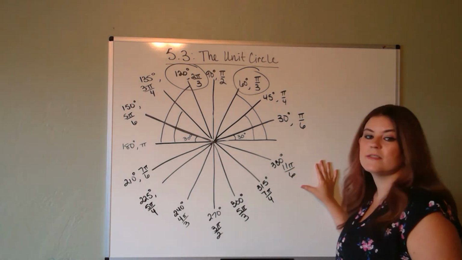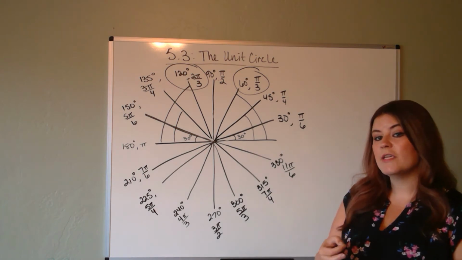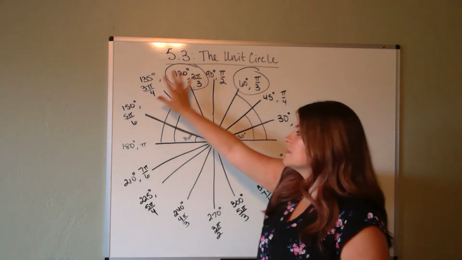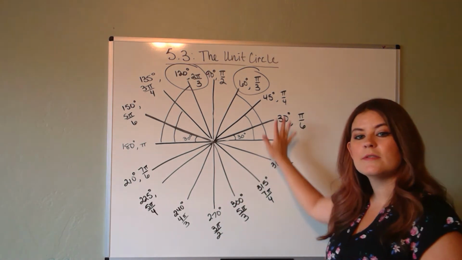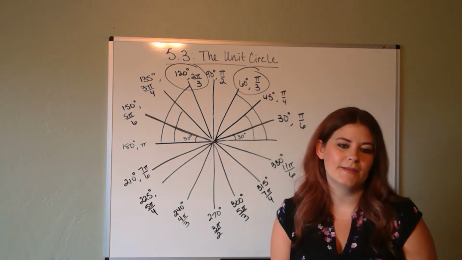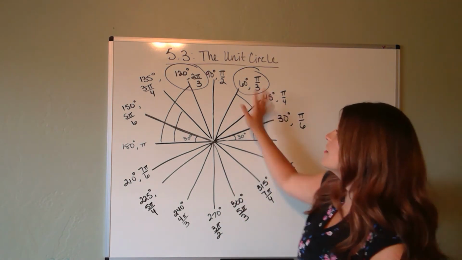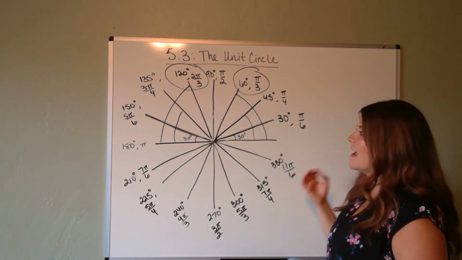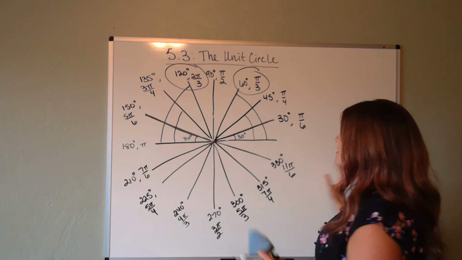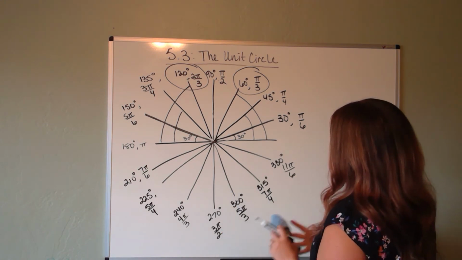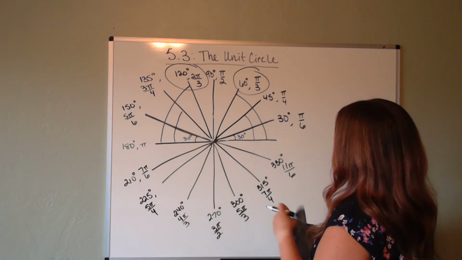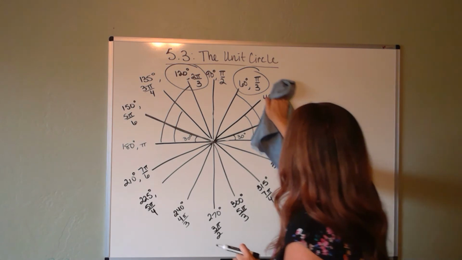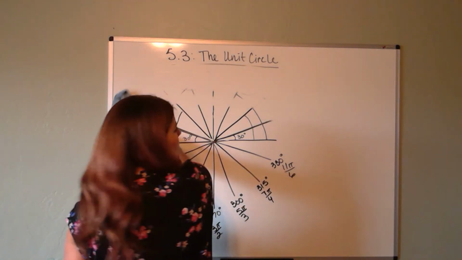So this is an important picture because what I have here is all the measures in both degrees and radians of all of our special angles. Now, I want to add to this, but it's getting a little crowded. So what I'm going to do is make a new one, but you're going to help me make this one.